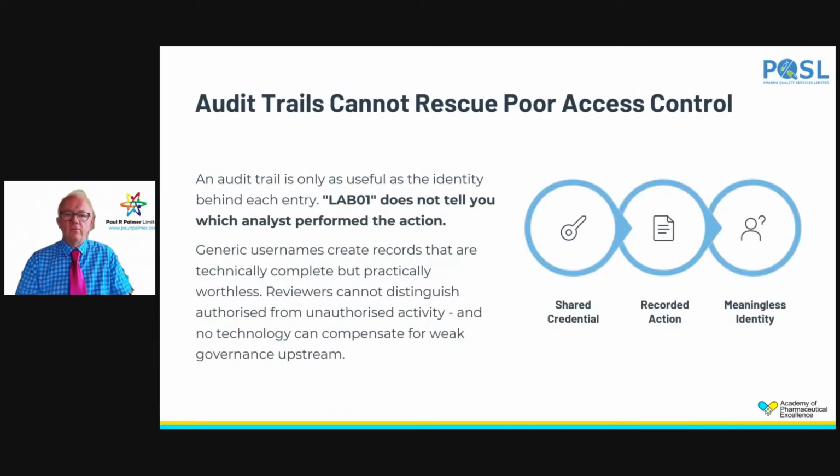Audit trails cannot rescue poor access control. It's only as useful as the identity behind it. "Lab 1" doesn't tell you which analyst performed the action. It means that you've got meaningless identity. Generic usernames create records that are technically complete, but actually useless. Reviewers can't distinguish authorized from unauthorized activity, and no technology can compensate for weak governance upstream.